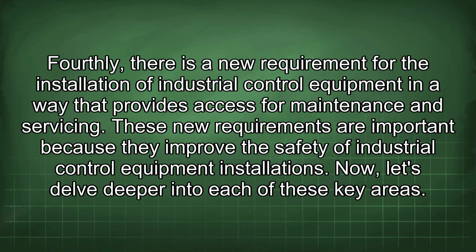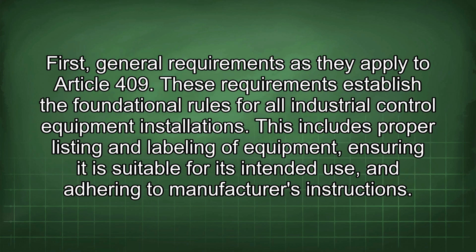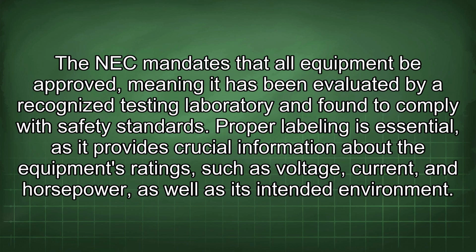Now let's delve deeper into each of these key areas. First, general requirements as they apply to Article 409. These requirements establish the foundational rules for all industrial control equipment installations. This includes proper listing and labeling of equipment, ensuring it is suitable for its intended use, and adhering to manufacturer's instructions. The NEC mandates that all equipment be approved, meaning it has been evaluated by a recognized testing laboratory and found to comply with safety standards.